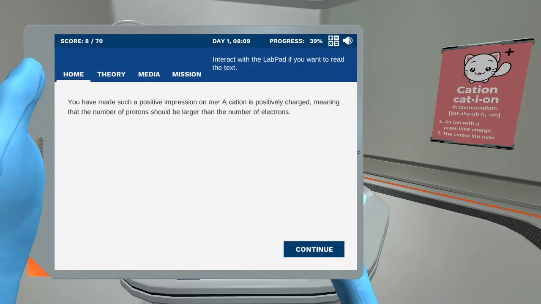You have made such a positive impression on me. A cation is positively charged, meaning that the number of protons should be larger than the number of electrons.